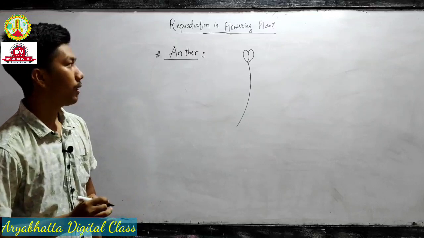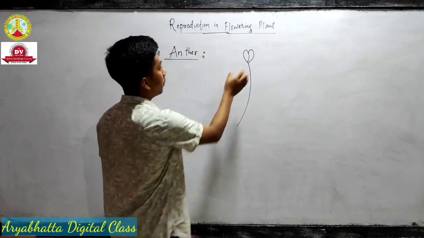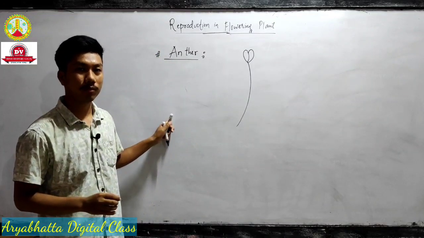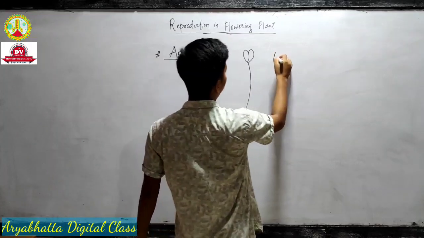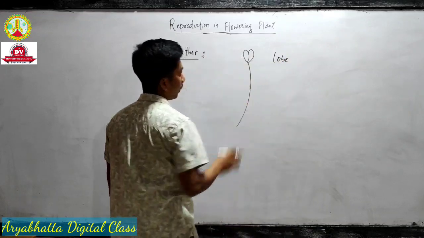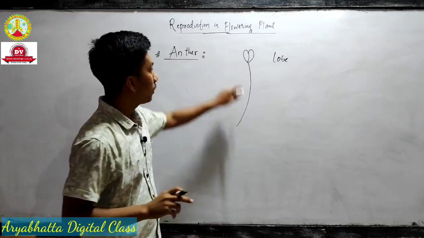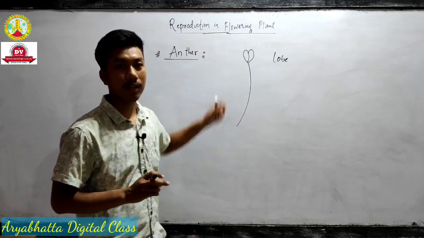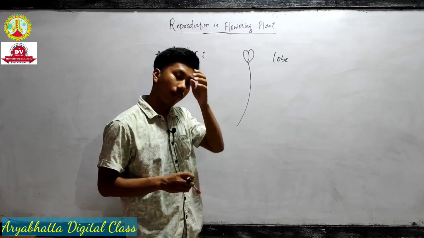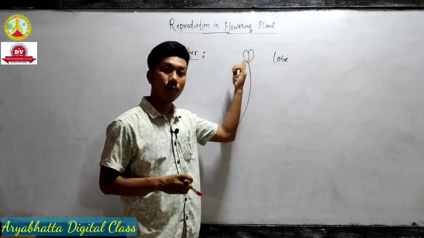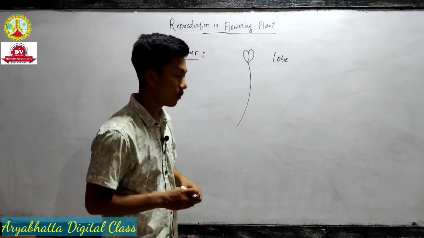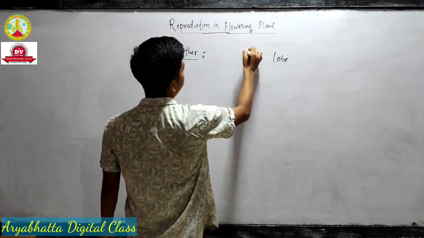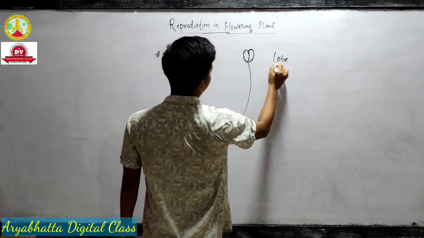You have seen a structure like this, right? This is the anther. Now this structure we call a lobe, L-O-B-E, and I have drawn 2 lobes here. In most angiospermic plants we find 2 lobes. In some angiospermic flowers the anther contains 1 lobe, but in most cases we find 2. Those small round structures which are attached together we call a lobe.